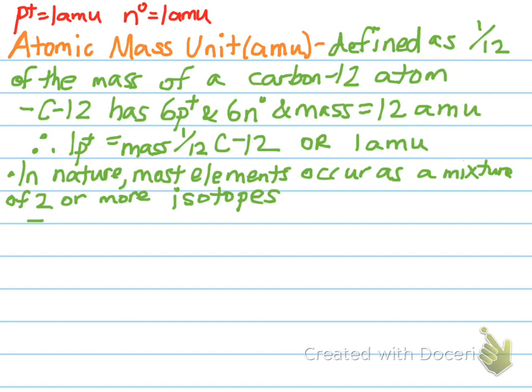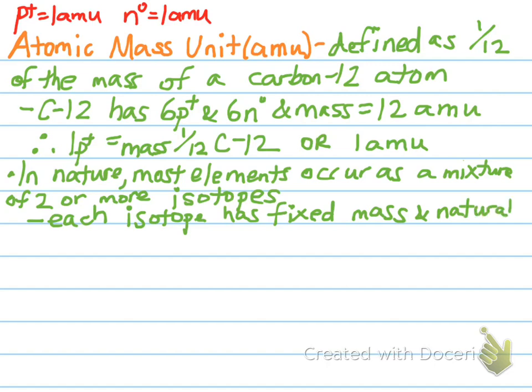Now, scientists do know something about these isotopes. So scientists and chemists know that each isotope has a fixed mass. So all we mean by fixed is that it's constant, it doesn't change. And a natural percent abundance. All that means is we know what percentage of the overall total atoms are this particular isotope.